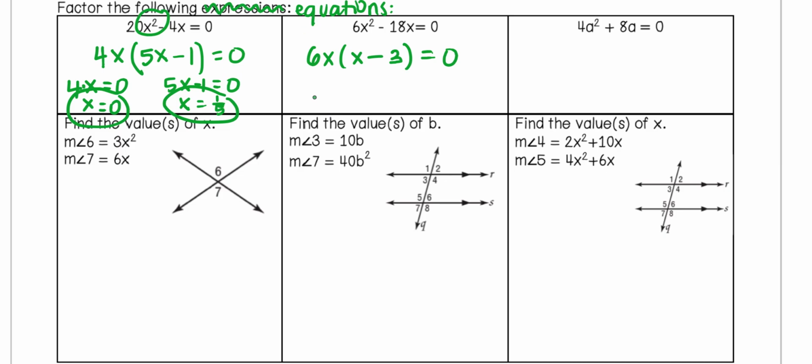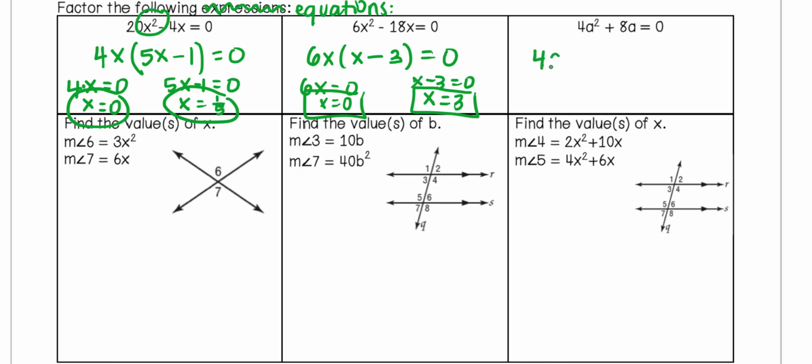At this point, we can break up our two factors and set them equal to 0. So 6x equals 0, where x will equal 0, and x minus 3 should equal 0. That means x is equal to 3. So our two solutions to this equation are 0 and 3. Go ahead and try the last one on your own and press play when you're ready.